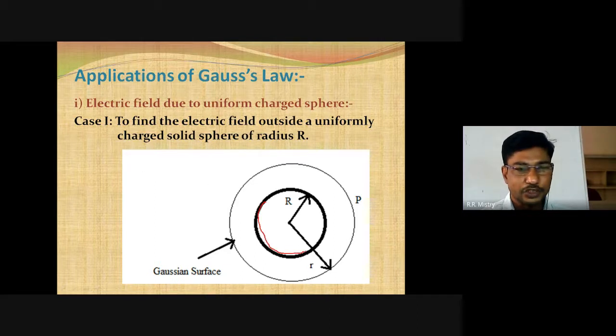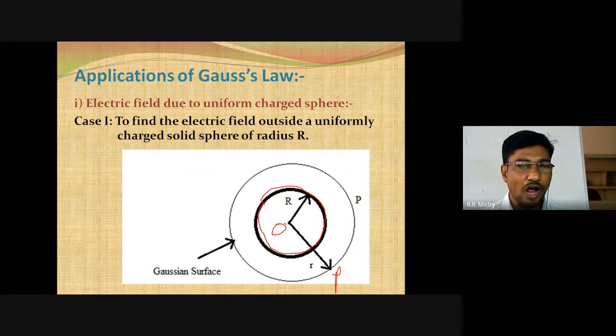This is the original sphere of radius R. Suppose O is the center of the sphere. Now we have to find the electric field outside the sphere. Outside means at a point P. Suppose this is point P, at a distance r from the center of the sphere.